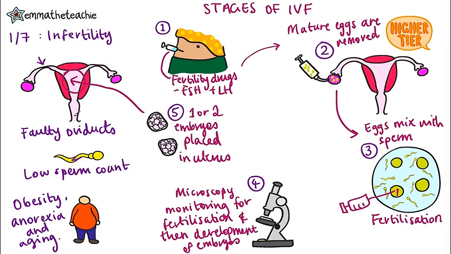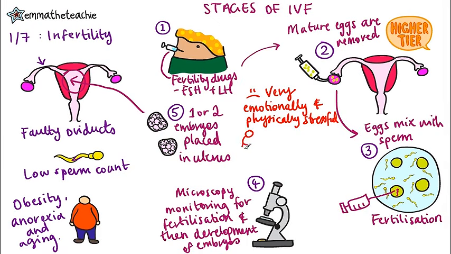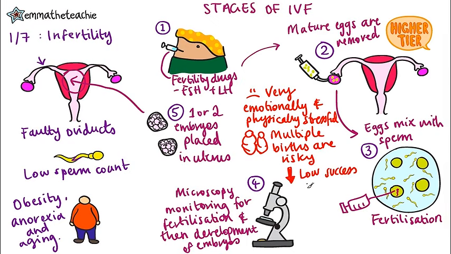Although fertility treatment gives a woman the chance to have a baby on her own, it is very emotionally and physically stressful. Placing 2 embryos in the uterus can also lead to multiple births, which is a higher risk to the babies and the mother. Finally, the success rates are not high, and these decrease with age.